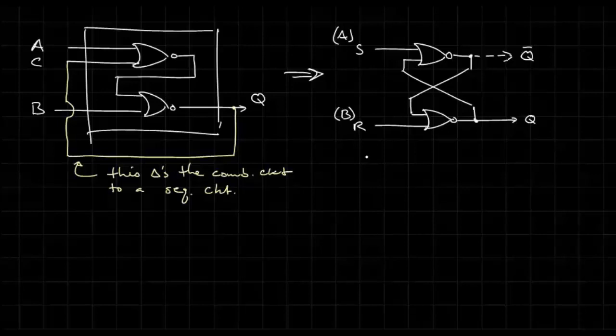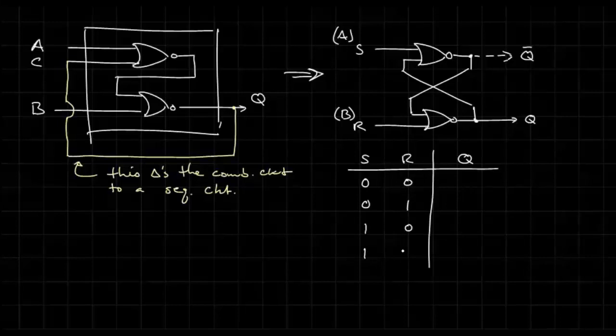So we have S and R, and we have Q: 0, 0, 0, 1, 1, 0, 1, 1. Let's see what we can fill out readily. A NOR gate is going to be false whenever at least one of the inputs is true. So that means that if R is true, then Q is false. Right? This is due to R being equal to 1.